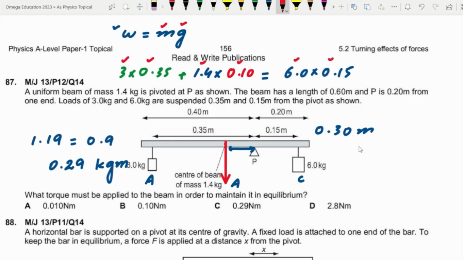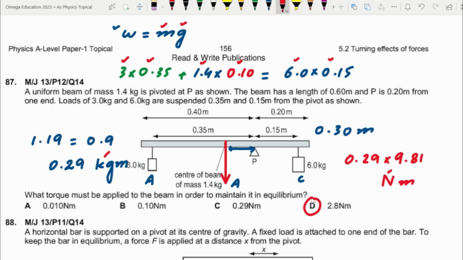How do we do that? We multiply 0.29 by the value of g, which is 9.81, and it would be converted from kilogram to Newton, and the meter stays as it is. So your kilogram is now converted into Newton. So 0.29 times 9.81 gives 2.8449. To 2 significant figures, it would be 2.8 Newton meter. So for this question, option D is the right answer.